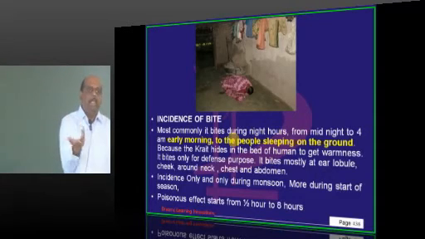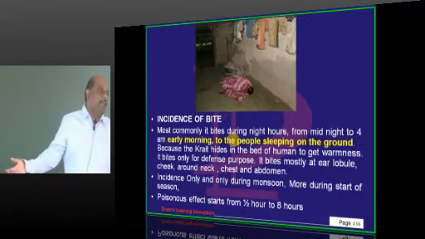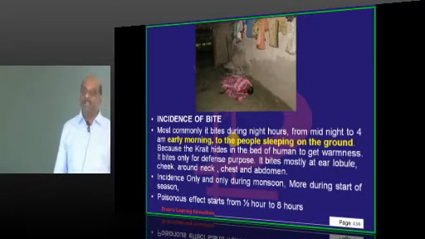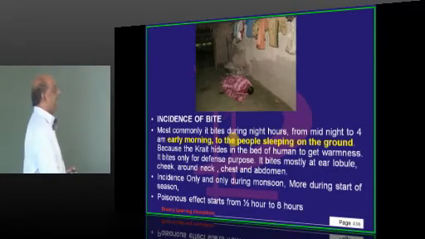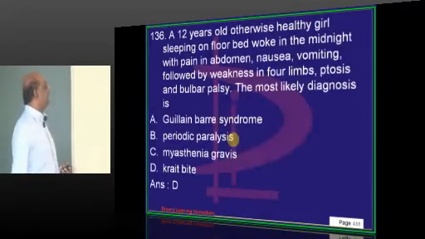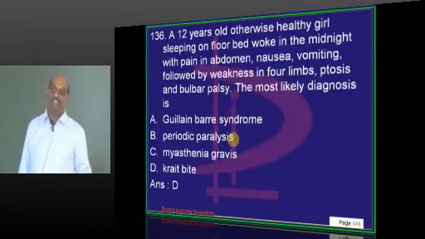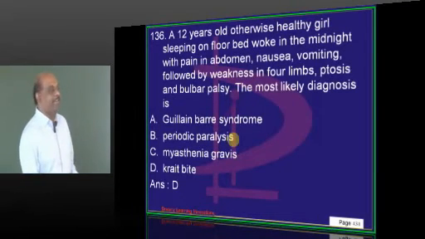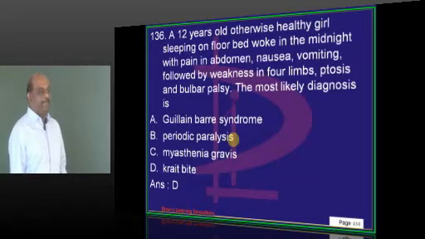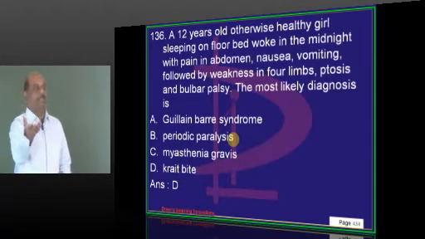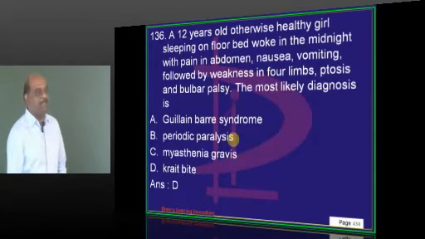And its bite is painless, but the death is spontaneous. You must be lucky to be dying with a bite of a krait. Have you seen any time a poisonous snake bite? Oh, there are some snakes which kill very miserably.